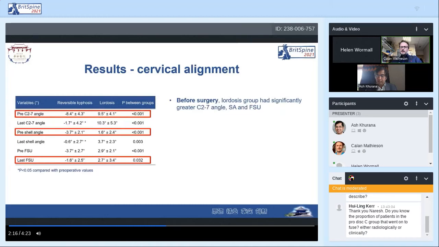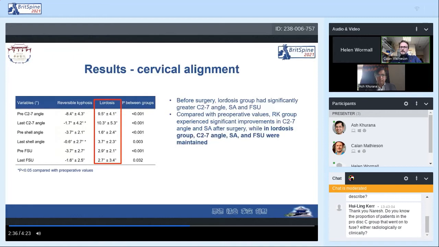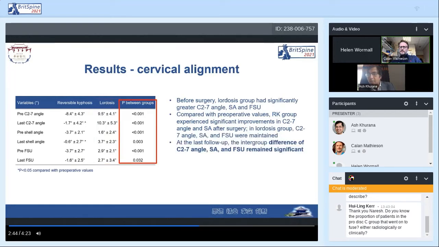Before surgery, lordosis group had significantly greater C2-7 angle, SC and FSU. Compared with preoperative values, RK group experienced significant improvement in C2-7 angle and SA after surgery. While in lordosis group, C2-7 angle, SC and FSU were maintained. At the last follow-up, the intergroup difference of C2-7 angle, SC and FSU remained significant.